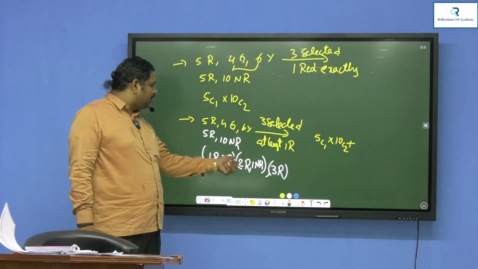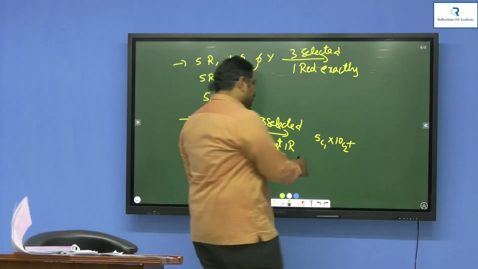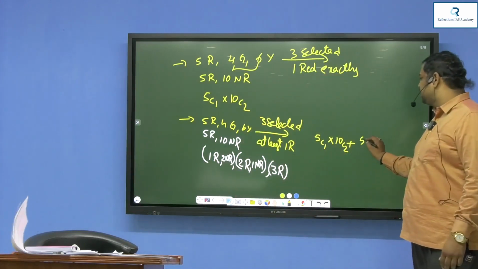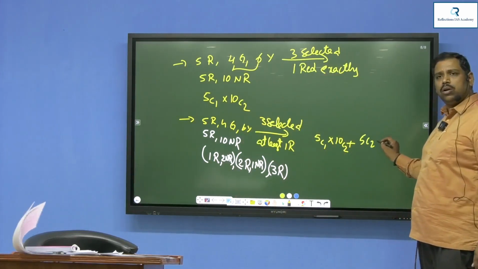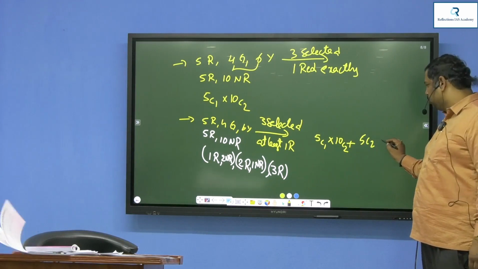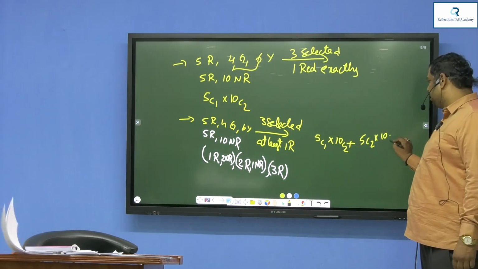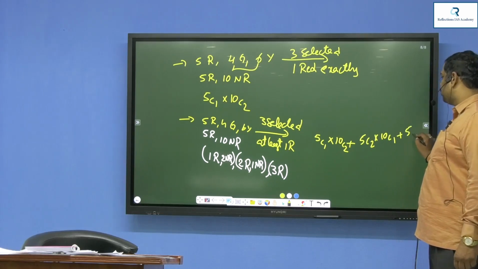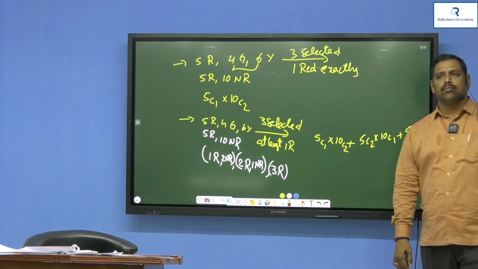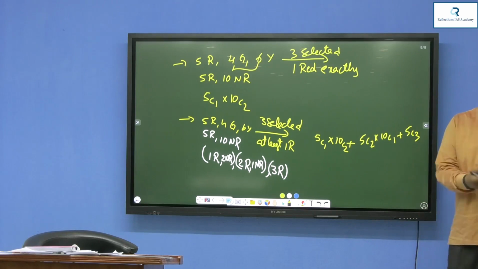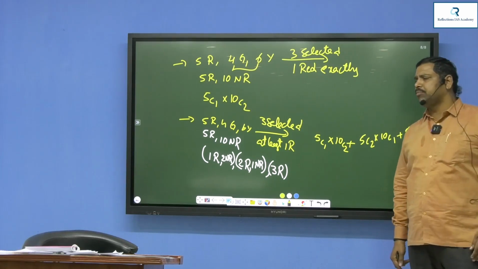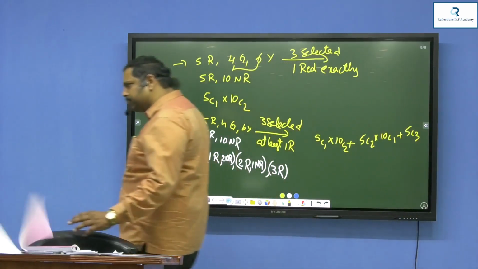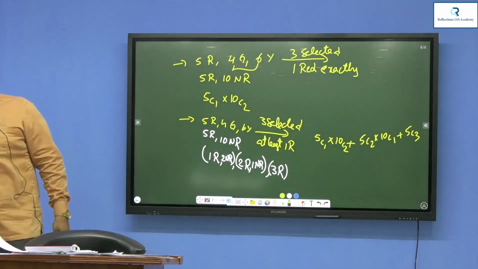Now I am going to the other way. From the 5, you have to select 2. That can be done in 5C2. Now, plus or into? Into 10C1, plus. From the 5, you have to select 3. If you want, you can write 10C0, because 10C0 is 1, so no need to write.